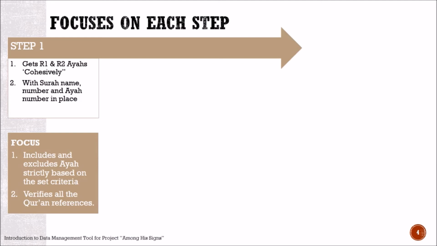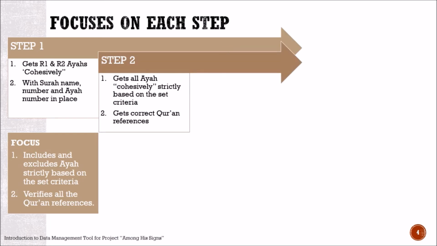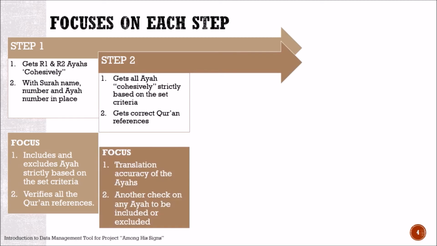Now in step 2, what we received was all the ayahs that were collected in step 1 strictly based on the criteria, in order. So we could read all of them and see if we still need to add more ayah or we need to exclude any ayah. And we also got the correct Quran references, given that we did a good job in step 1. But the focus for step 2 was firstly to check the accuracy of the translation in comparison with the PDF from Islam House, and we gave another look at the inclusion and exclusion of the ayah. So we did check the ayah inclusions strictly based on the set criteria twice, in step 1 and step 2.